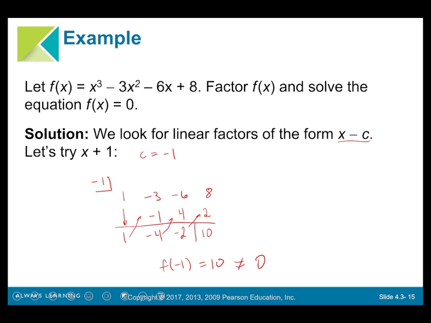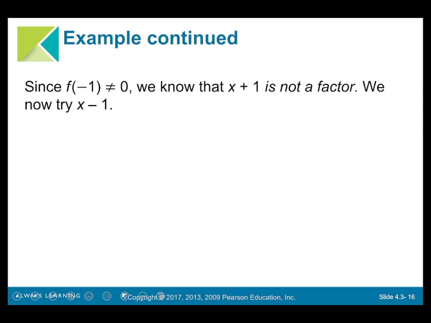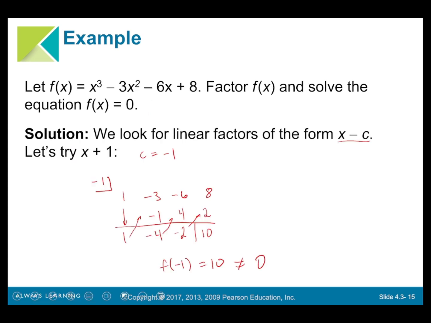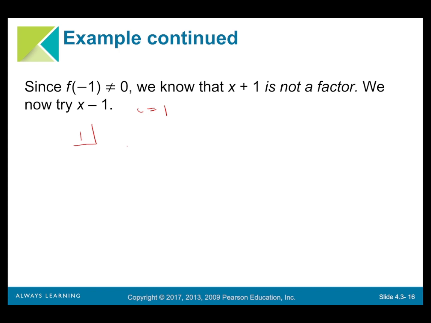Didn't work out here. So since f of negative 1 is not 0, we know x plus 1 is not a factor. Let's try this one more time with c equal to 1. Negative 1 didn't work. Maybe 1 will. Let me get our polynomial coefficients, 1, negative 3, negative 6, and 8. We give ourselves a bar.